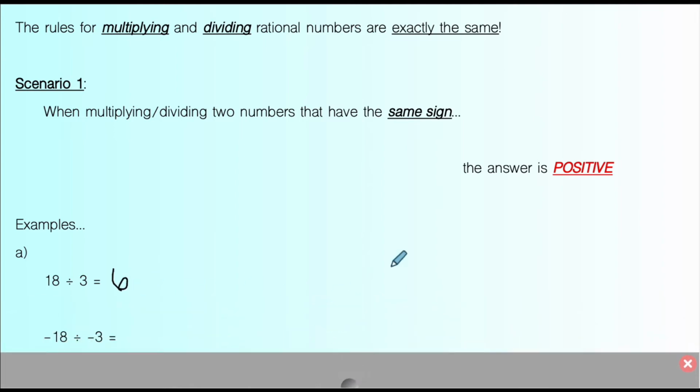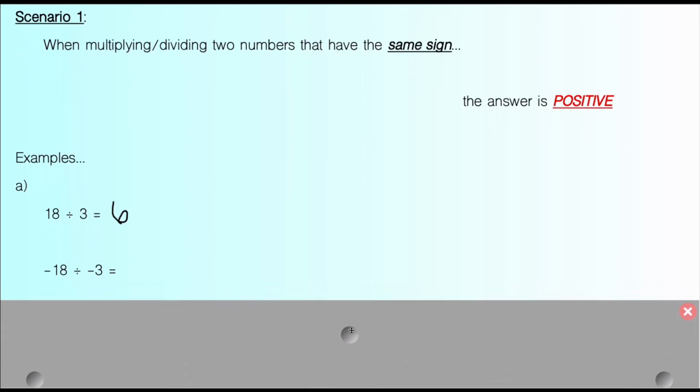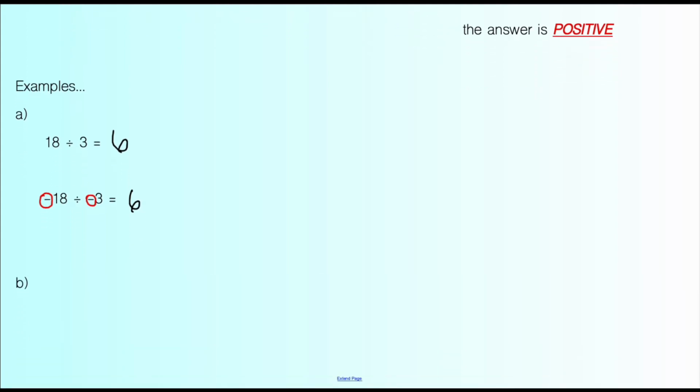The same would be true if you have two negative numbers. Negative 18 divided by negative 3 when the signs are the same. Both of these numbers have the same sign. They're both negative. When they're both negative or both positive, your final answer is positive. So 18 divided by 3 is 6, and since they're both negative, my final answer is going to be positive 6.